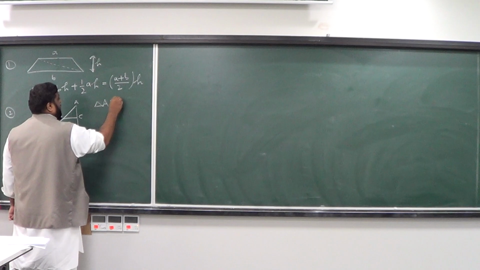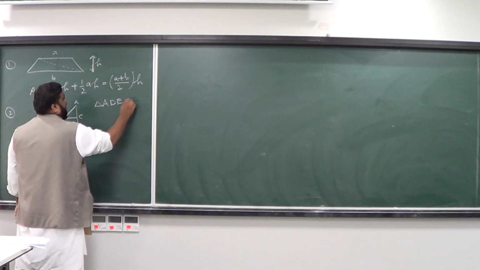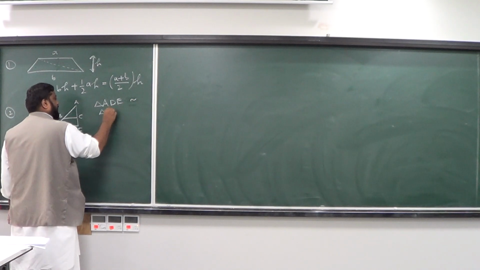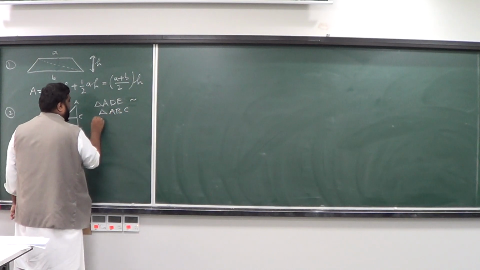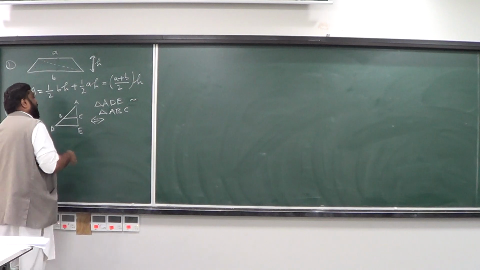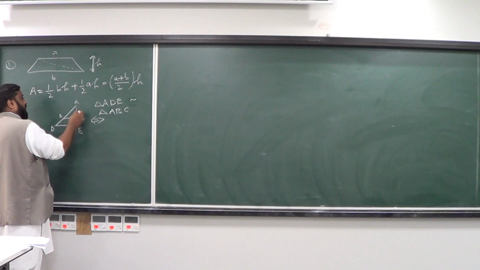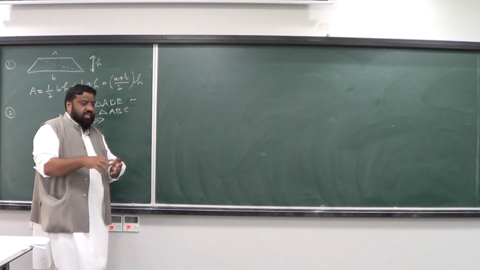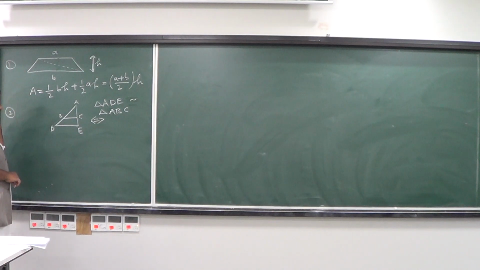So I'm going to say that triangle ADE is similar to triangle ABC if and only if the ratio of any two sides of one triangle is equal to the ratio of the corresponding two sides of the other triangle. In other words, one triangle is really a zoomed version of the other triangle.